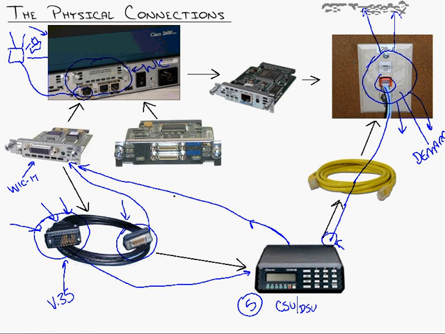Did you follow that? I know I kind of jumped around. Let me just hit the high points. Wall jack, cable, CSU DSU, converts to a serial cable, which plugs into your WIC 1T.